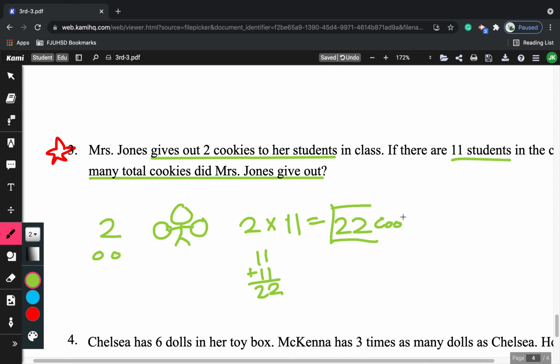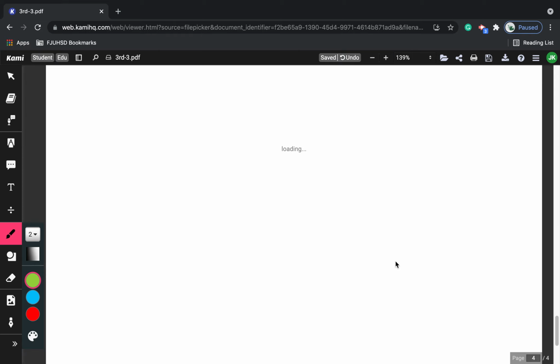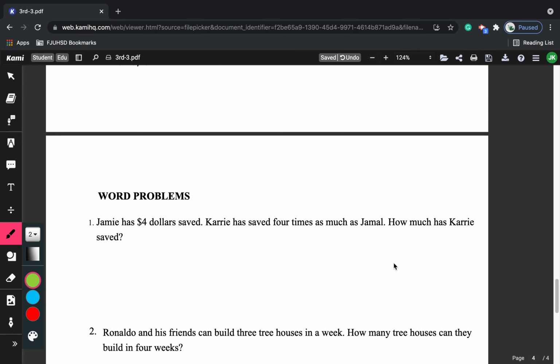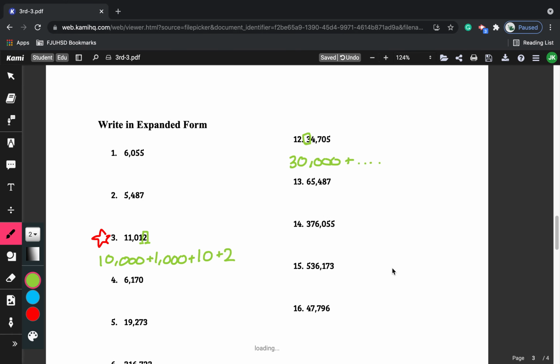Remember to write your units. So she gave out 22 cookies. And box your answer. Okay, that's it. I hope that was simple. Hope that was easy.